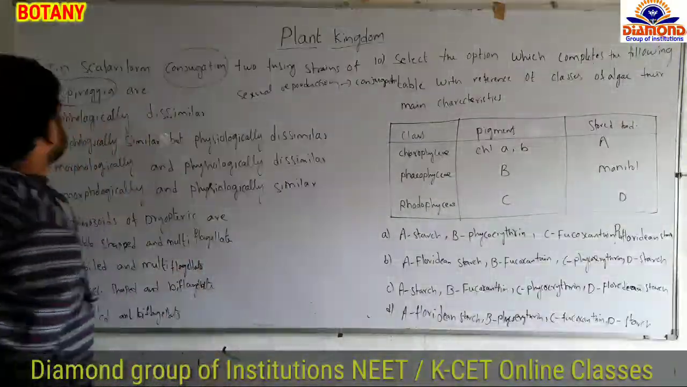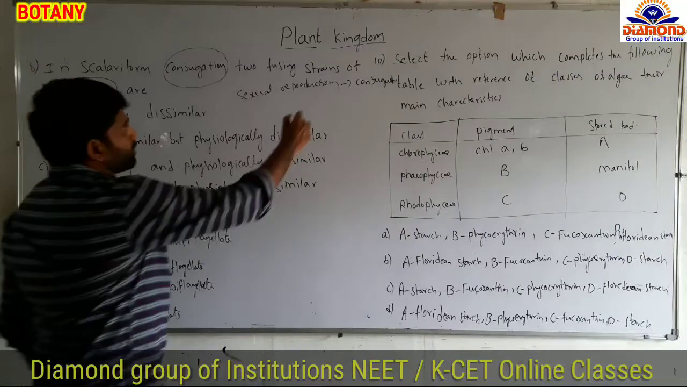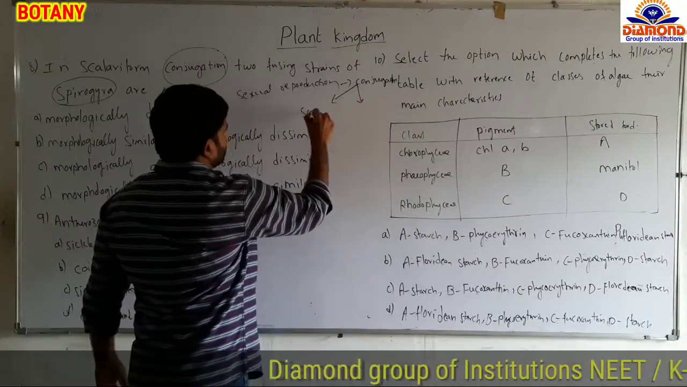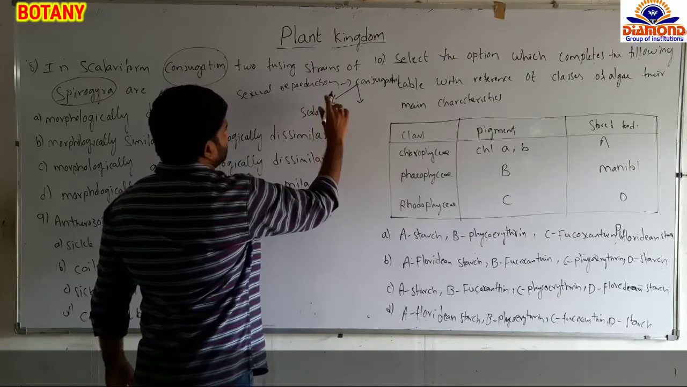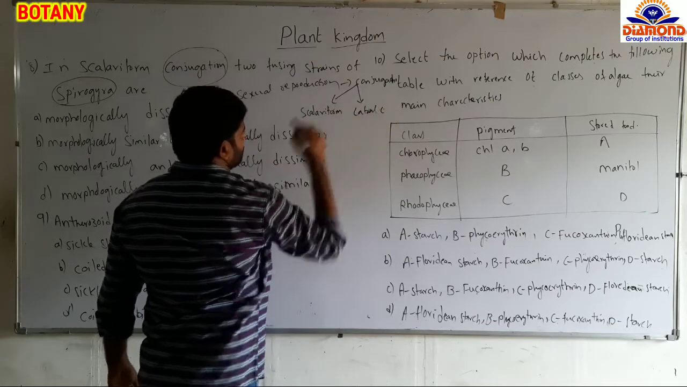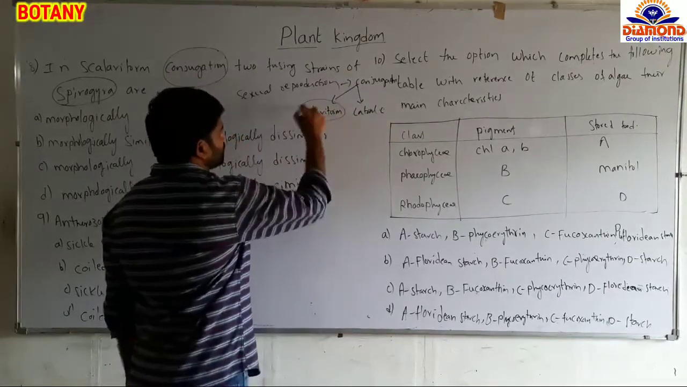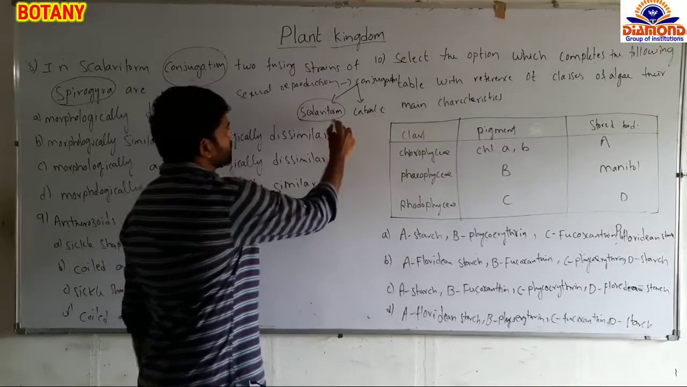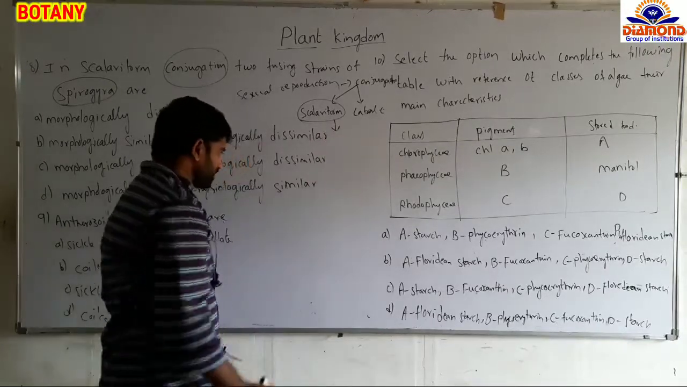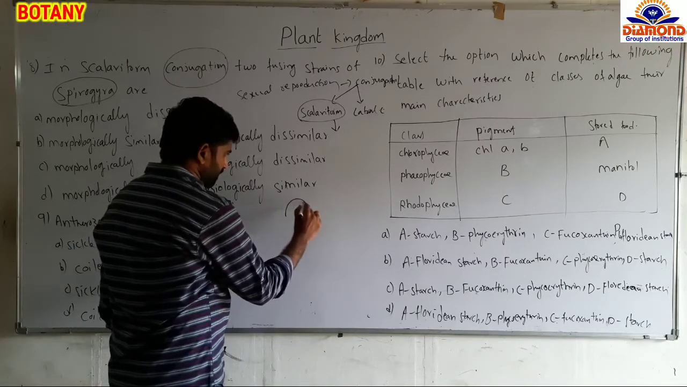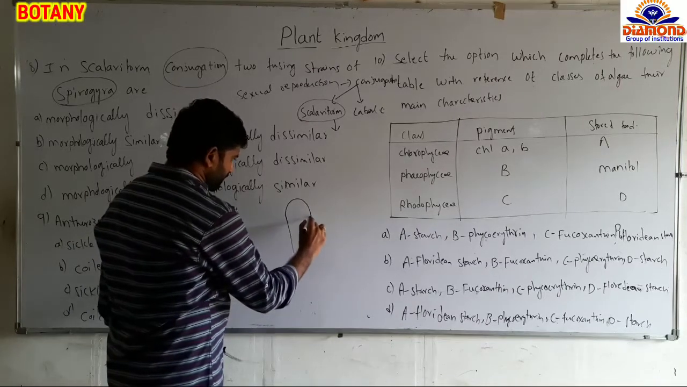Now, this conjugation in Spirogyra is classified into two types: scalariform conjugation and lateral conjugation. The question belongs to scalariform conjugation. It is seen in some species of Spirogyra. Imagine Spirogyra is a filamentous Chlorophyceae algae.